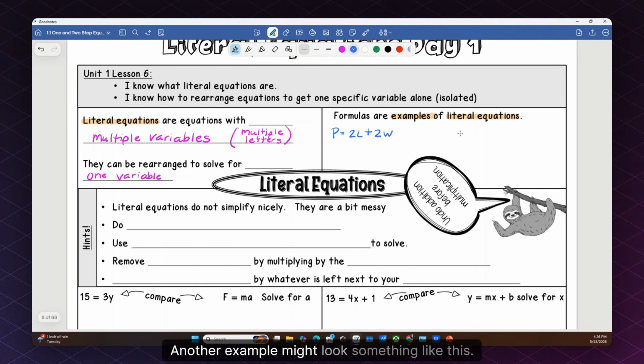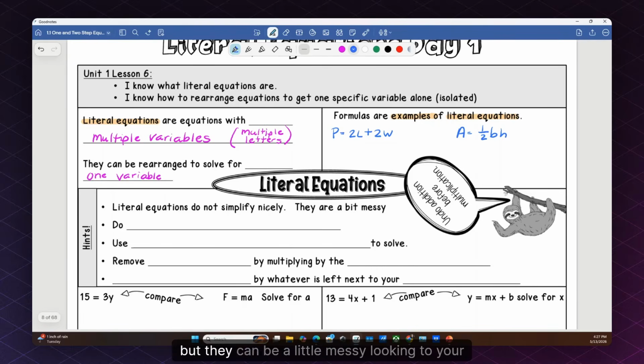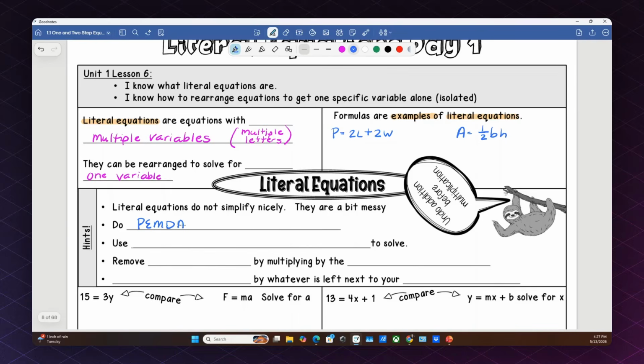Another example might look something like this: area is 1/2 base times height. When you are rearranging these without plugging anything in for the variables, they really don't simplify nicely. I mean, they're not bad, but they can be a little messy looking to your brain. And so, the thing to think about is that we're going to do PEMDAS, our order of operations, in reverse.